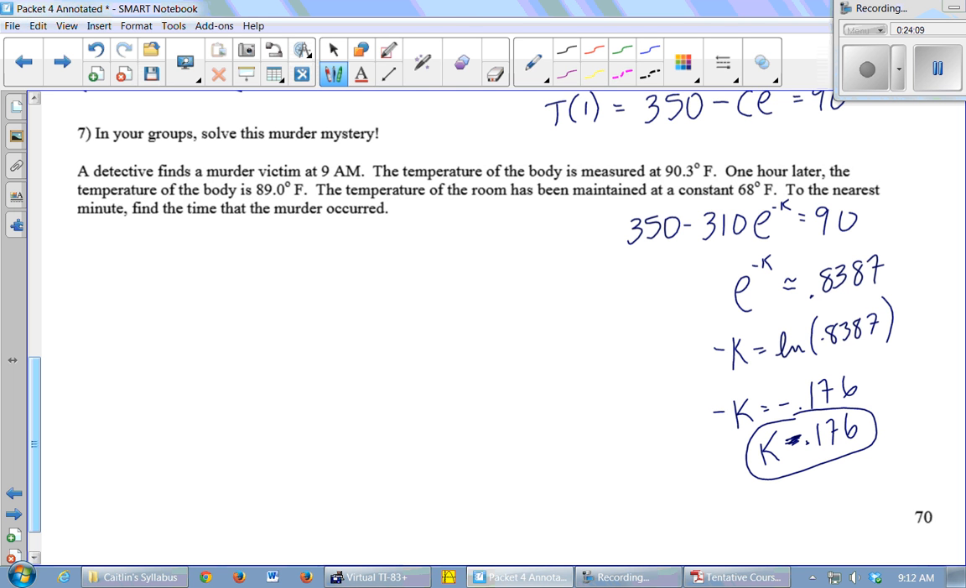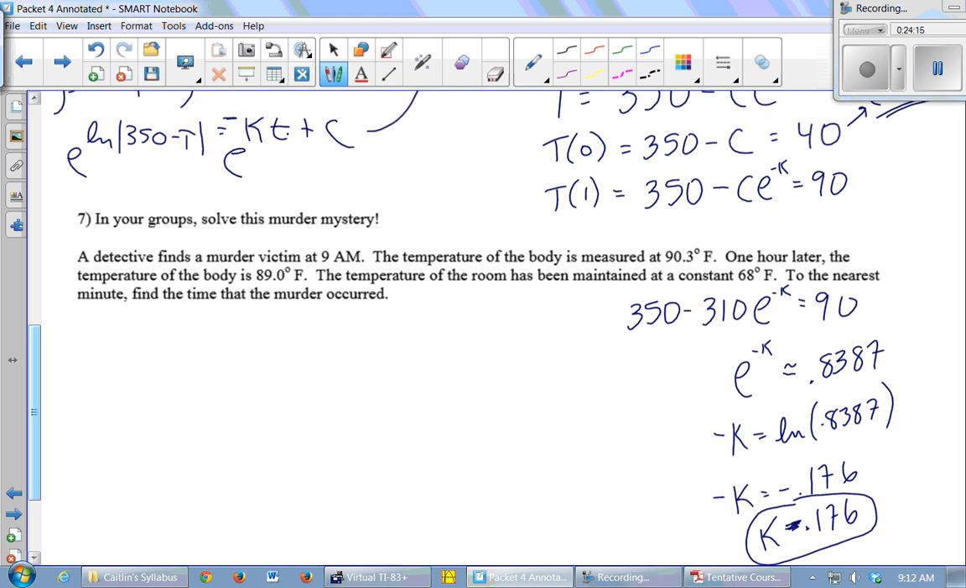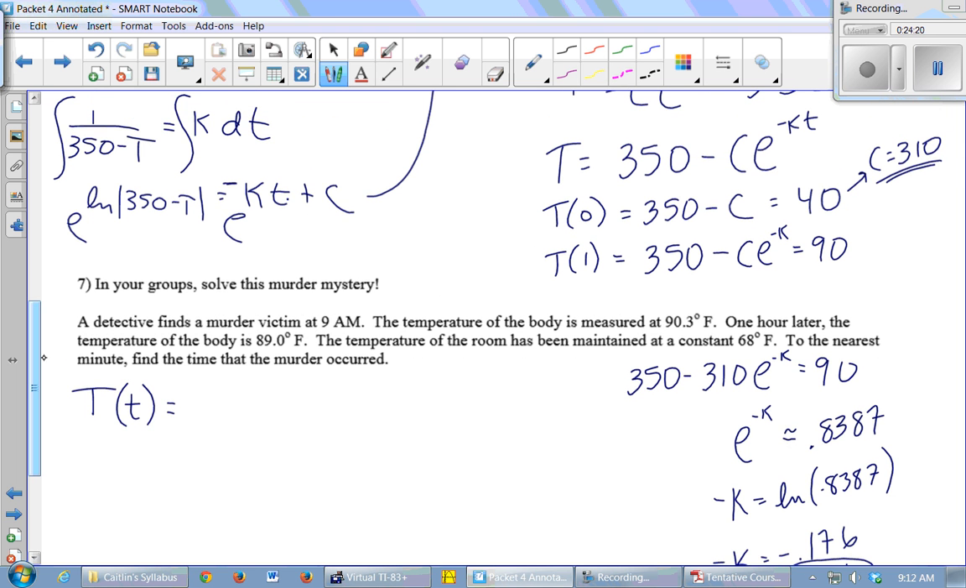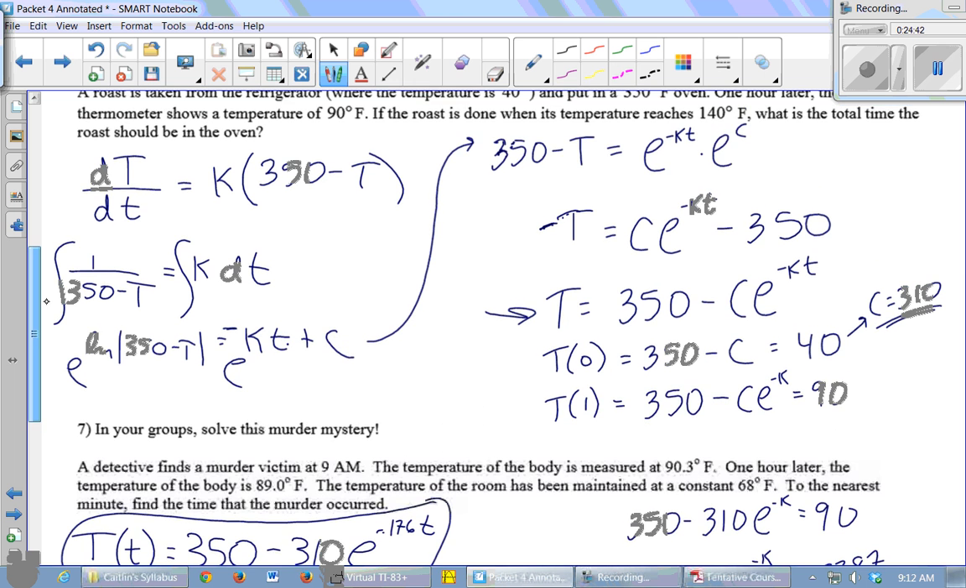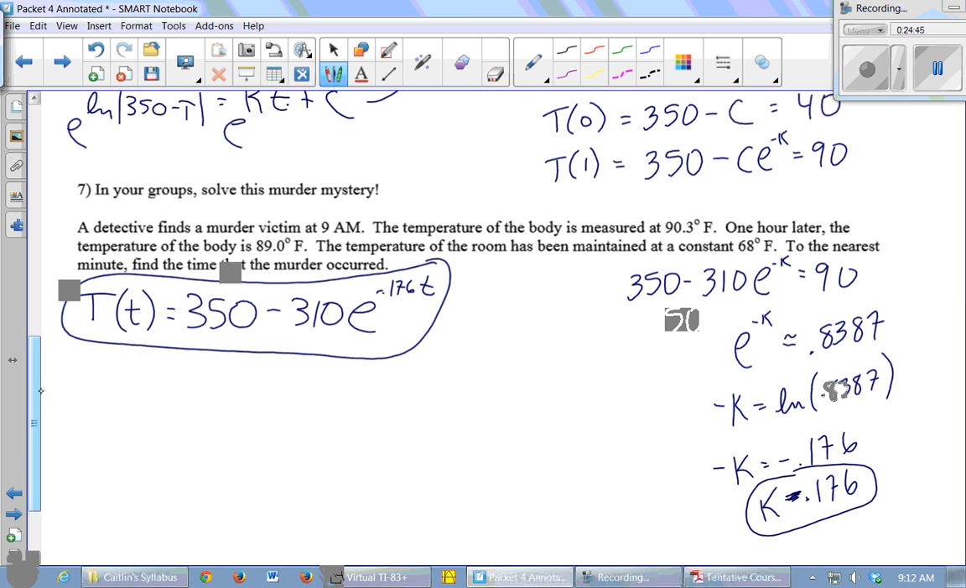All right, so now I know C and I know k, I can write a final formula for temperature at time t. It's this formula right here, but now I know what C and k are. So this is 350 minus 310 e to the negative 0.176 t. So that's my formula. And then the question was, how long till I reach 140 degrees? So plug in 140 for temperature and solve for t.